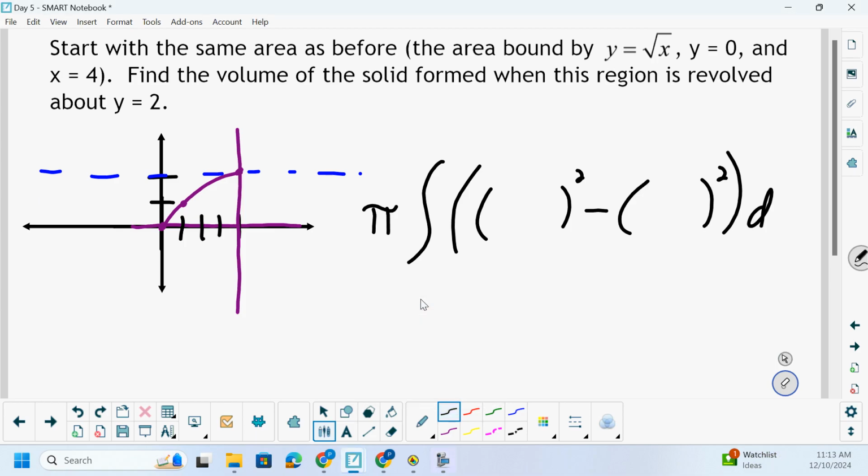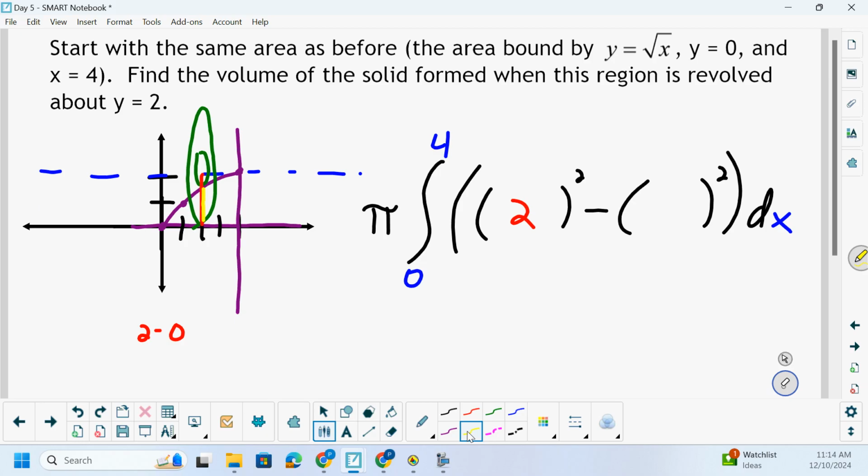Slicing perpendicular to what we were rotating around, we should be slicing the x-axis, so we get dx. Our x's in our region go from 0 to 4. If you draw in an example washer, there's our outer circle, maybe with it going a little too high. There's our inner circle. So here's our outer radius. If we do a top minus a bottom, that gives us 2 minus 0. So the outer radius is just 2.